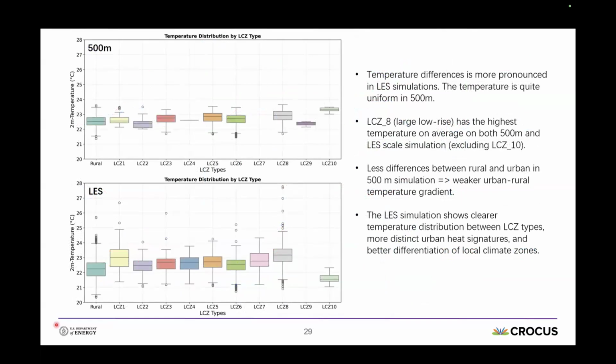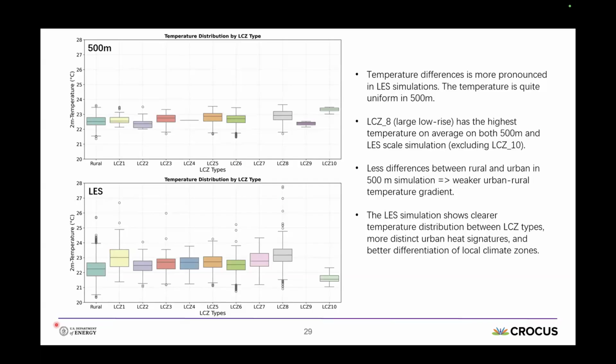So this slide shows the temperature distribution by the local climate zone types. As we can see, the temperature differences are more pronounced in the LES simulation. The temperature is quite uniform in the range. The LCZ-A, which is a large, low residential category, has the highest temperature on average in both RANS and LES simulations. There are fewer differences between the rural and urban in the RANS simulation, meaning a weaker urban-rural temperature gradient.